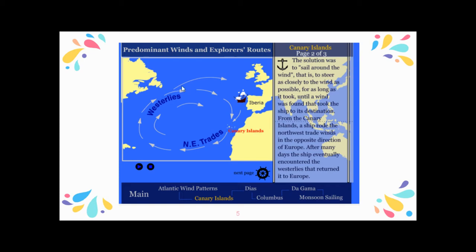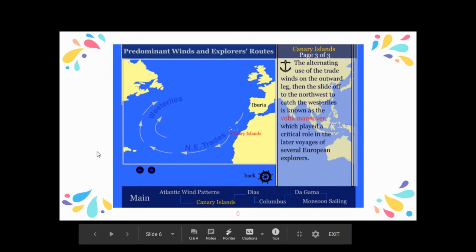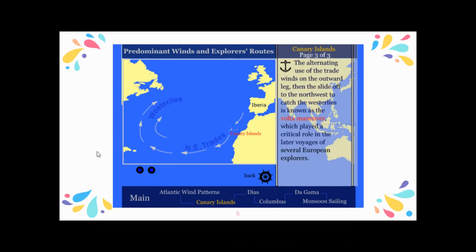So we've got this pattern here. The alternating use of the trade winds on the outward leg, then the slide off to the northwest to catch the westerlies, is known as the Volta maneuver, which played a critical role in the later voyages of several European explorers.